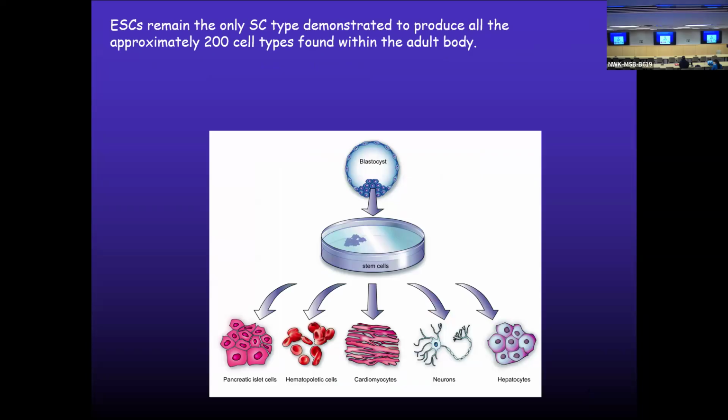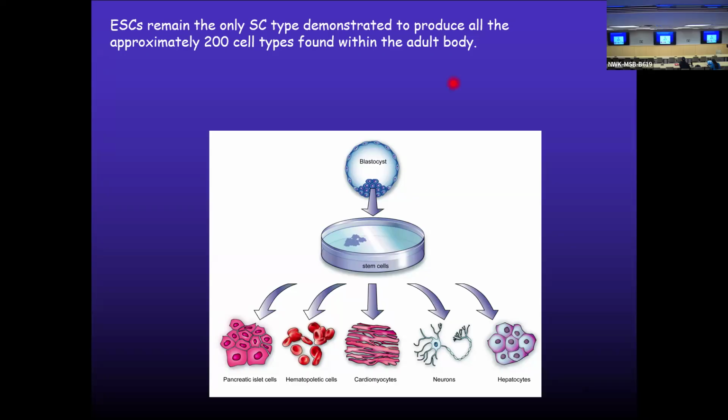Again, as I told you before, the ESCs remain the only stem cell type demonstrated to produce all the approximately 200 plus cell types found within the adult body. But again, if I asked you, for example, can you make amnion out of embryonic stem cells derived from the inner cell mass? What's the answer? No. Okay? Yeah, that's the answer.